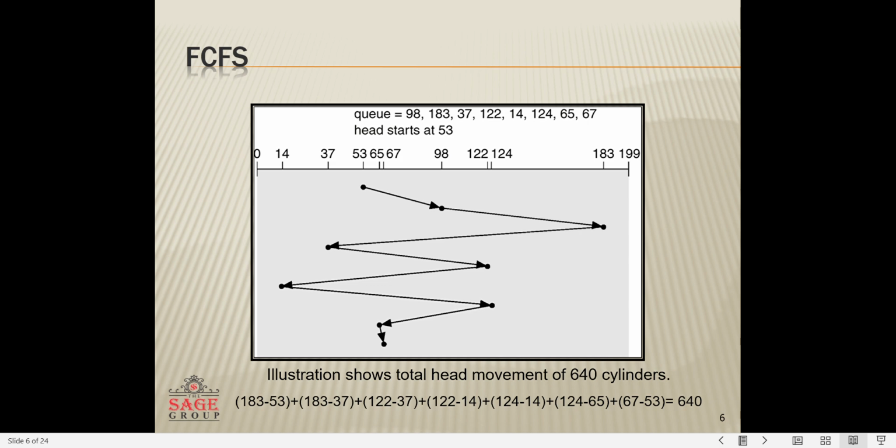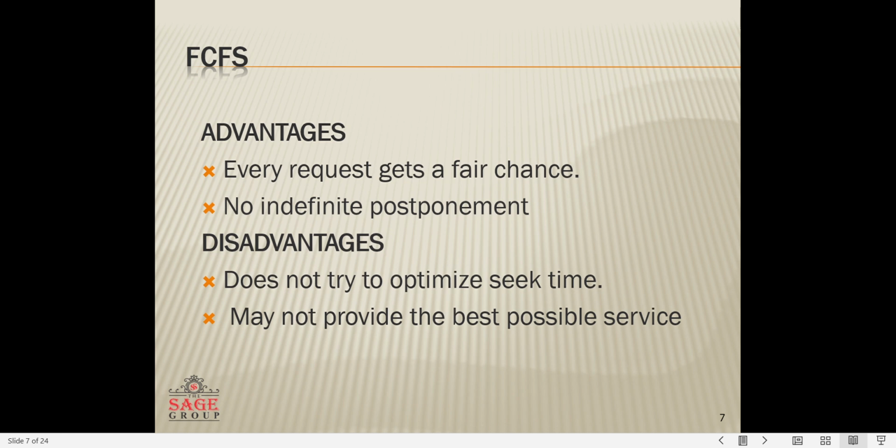To calculate the total head movement, we have to calculate all the transitions, like 183 minus 53, because it is in the same direction, so we can choose either 98 minus 53 plus 183 minus 98, or 183 minus 53. Similarly we can calculate the rest, and the answer should be 640 in this case. So this is the first come first serve algorithm. Let's move on to the next algorithm.